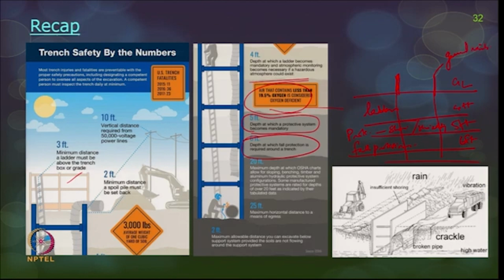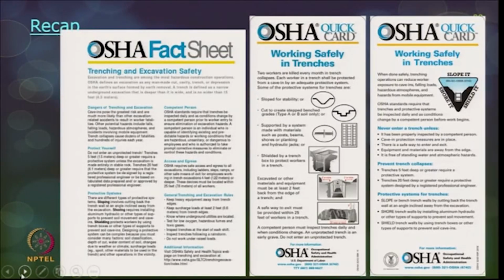And 20 feet is the maximum depth wherein you can think of shoring, sloping, benching and so on, and at 25 feet you may have to have a horizontal distance for means of egress. So, this is a chart on different numbers, so that you will easily understand what is there if you want to prevent accidents. And there are also a lot of OSHA fact sheets and quick cards on working safely in trenches and doing excavation works safely. For example, never enter a trench unless it has been properly inspected by a competent person.